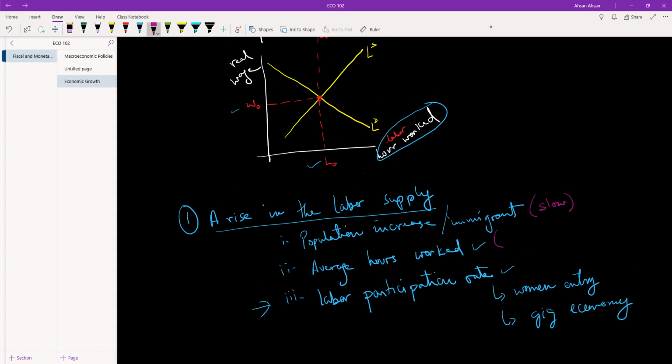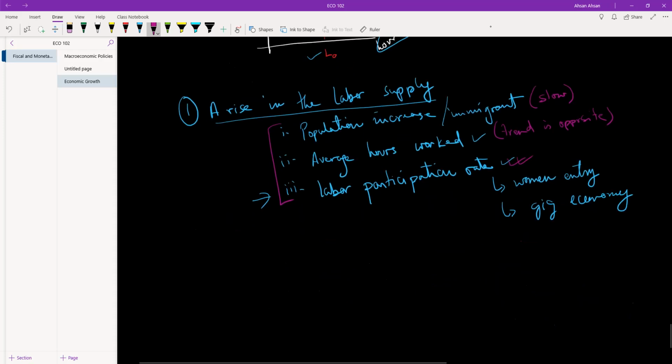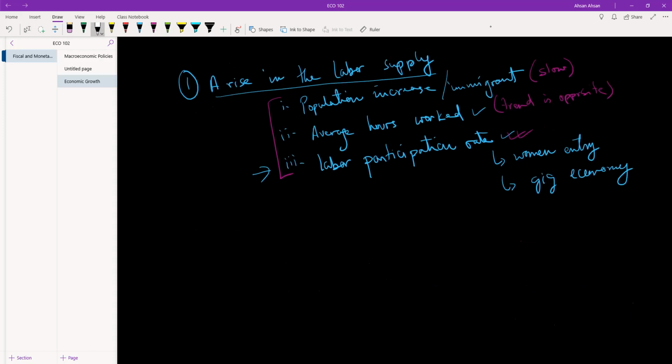This is not what we observe, so the trend is opposite. Actually, we see that average work hours are falling, and this is something that has happened. Okay, so anyways, whichever is more important, the fact is these three things can lead to a rise in the labor supply. So let's take a look at what happens when labor supply increases.